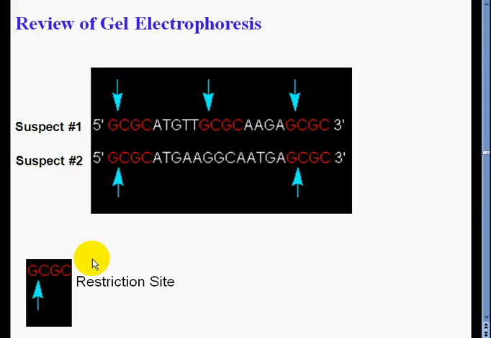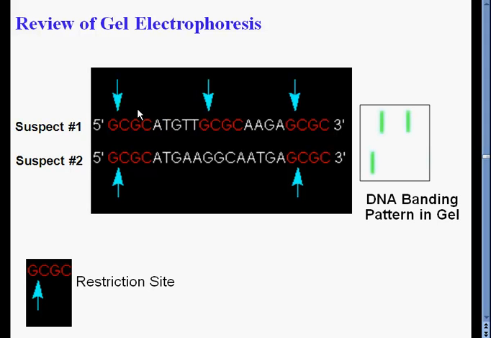So, let's sum all that up. We had DNA from suspect 1 and suspect 2. We cut that DNA with the same restriction enzyme, but because suspect 1 and suspect 2 have different DNA sequences, we got different sized fragments. We put those fragments into a gel, and because of the different sizes, we got different DNA bands.